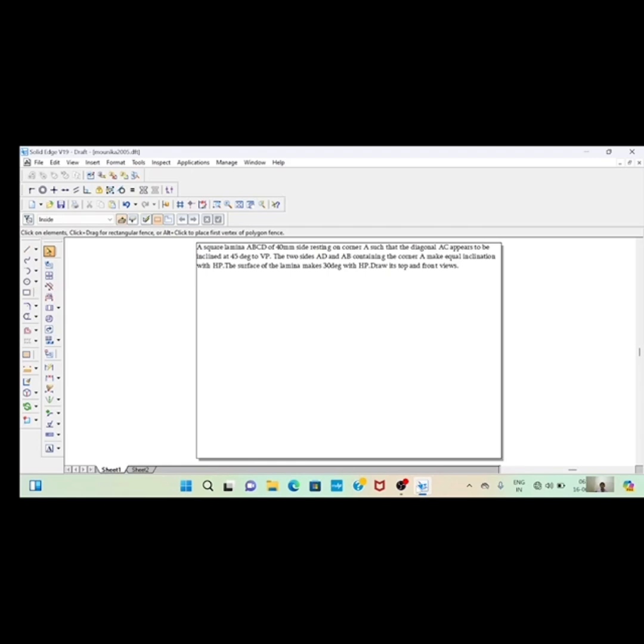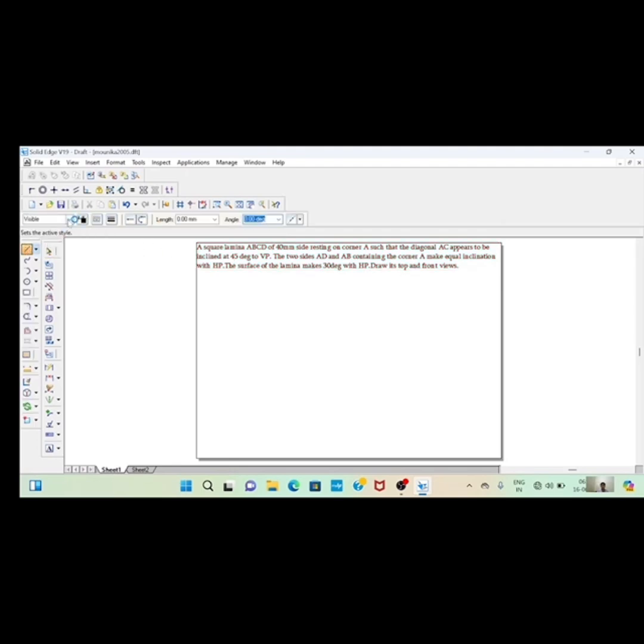Firstly, let us discuss the square lamina. The question is, a square lamina ABCD of side 40 mm is resting on one of its corners A, such that the diagonal AC appears to be inclined at 45 degrees to the VP, and the two sides AD and AB containing the corner A make equal inclination with the HP. The surface of the lamina makes 30 degrees with the horizontal plane. Draw its top and front views.